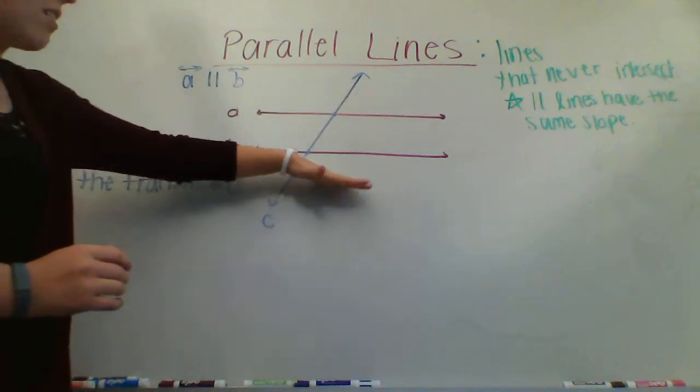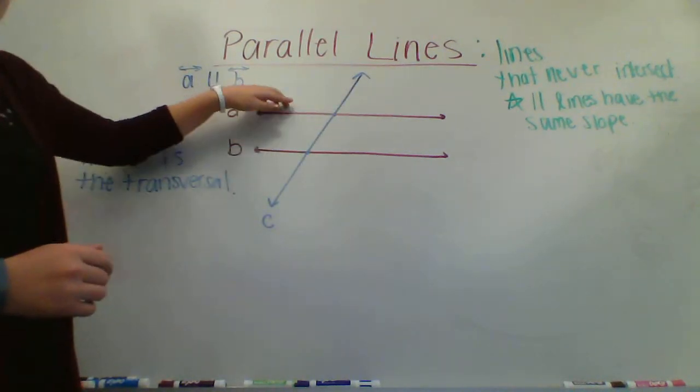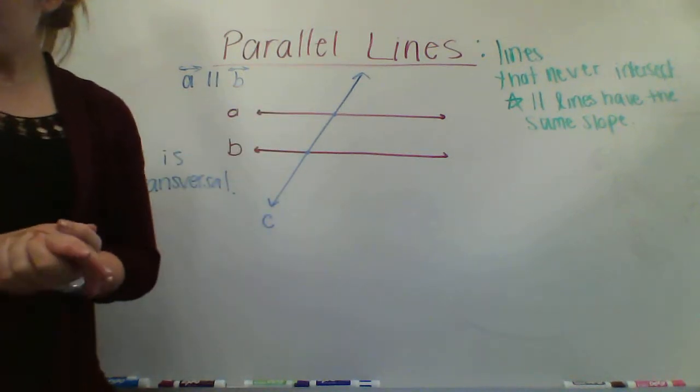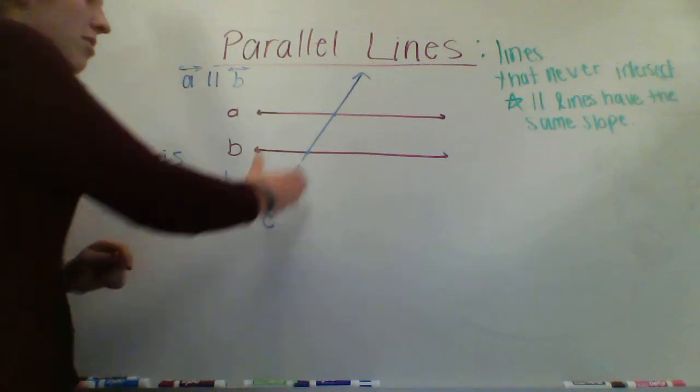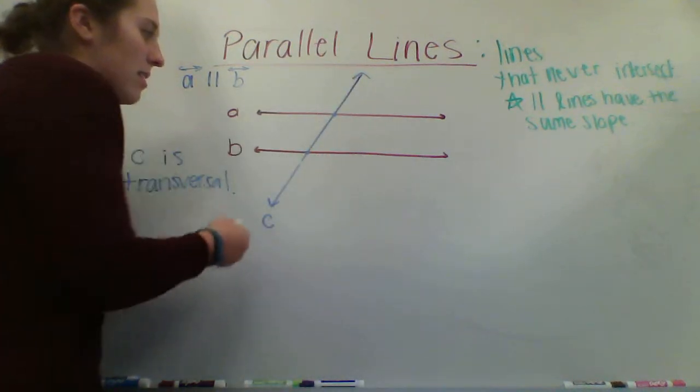So if we had a third line in here that was parallel to both A and B, it could cut that as well, just at different points. So the transversal is the line that cuts through the parallel lines.